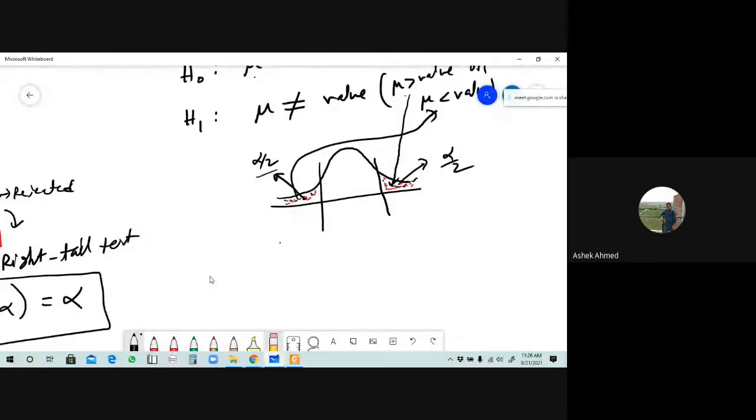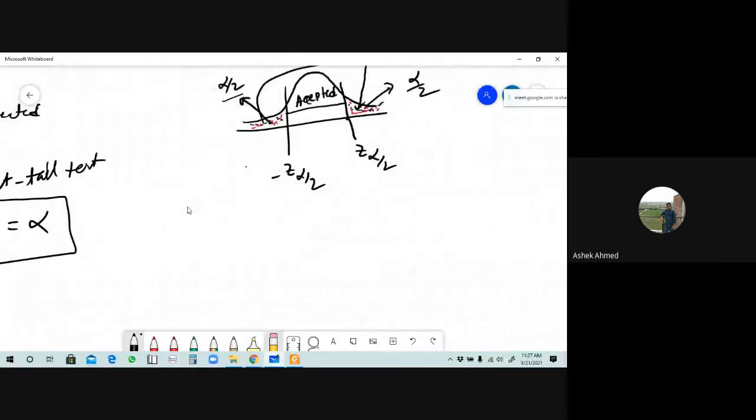So for that case we will define this point here as z suffix alpha by 2, that we discussed in topic 7.1. In 7.1 we discussed the confidence interval for the mean, and we are applying the same concept. And this will be minus z suffix alpha by 2. This region is the rejected region, but this will be the accepted region. For determining the region of acceptance we will apply the following.